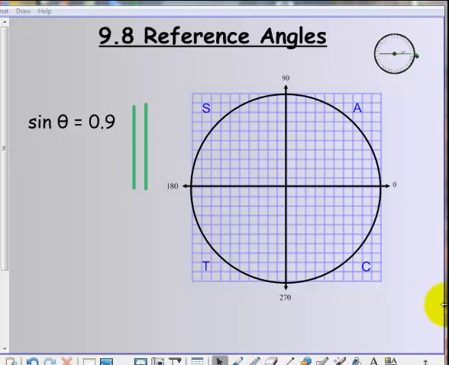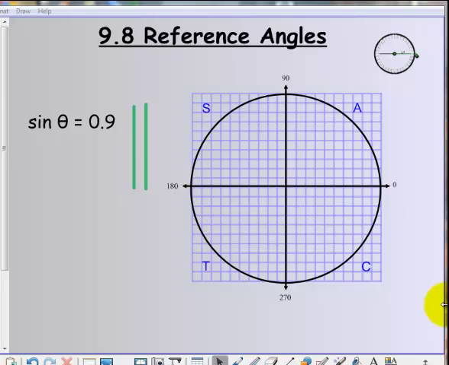Okay, here we are at the end of chapter 9. This is the last section, and we're going to start talking about reference angles. Reference angles are something that comes up on your calculator. Your calculator can't come up with every possible angle in the world. There are an infinite amount of angles.